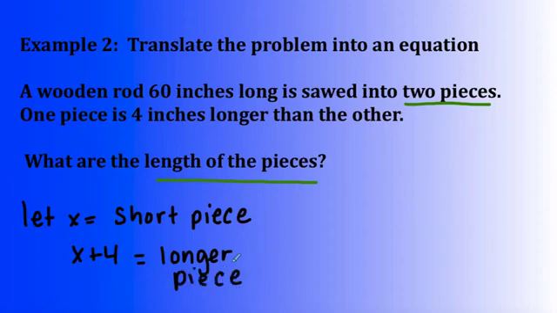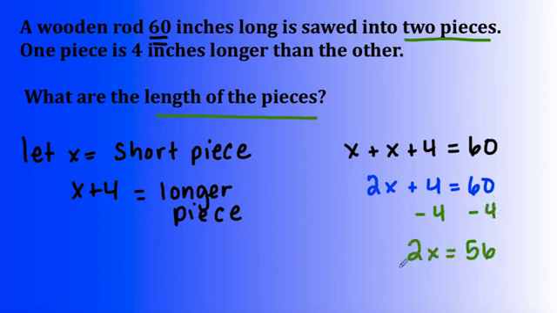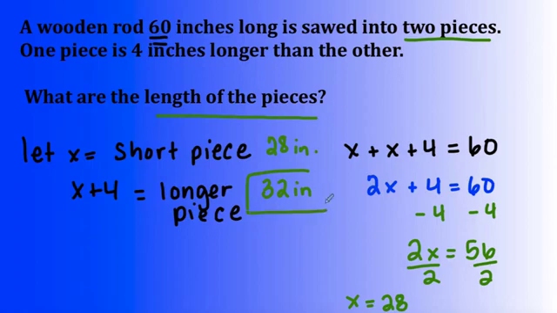Together, those 2 pieces, they were cut, they have to equal 60. So I add them and set them equal to 60. All right, and remember they're in inches, but we'll use that at the end. So we're going to combine like terms. We're going to balance the equation by doing backwards GEMDAS. We're going to bring the 4 over first. We get 2x equals 56. We're going to divide by 2, and we're going to get x equals 28. All right, so the short piece is 28 inches, and the longer piece is 32 inches, 4 more than that, and there is my answer.